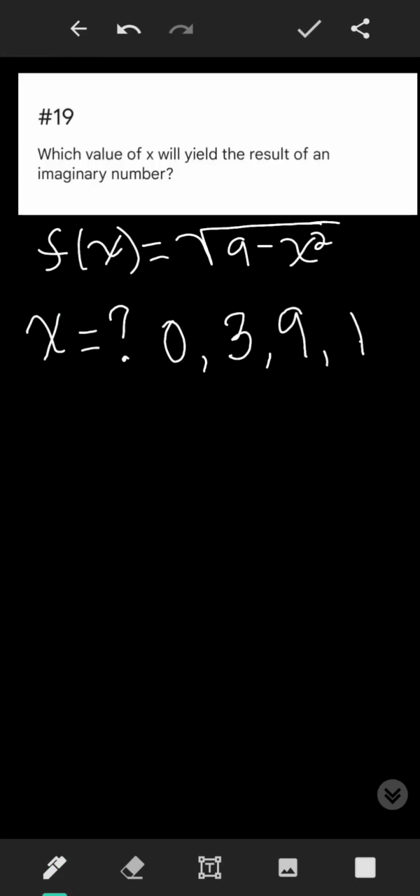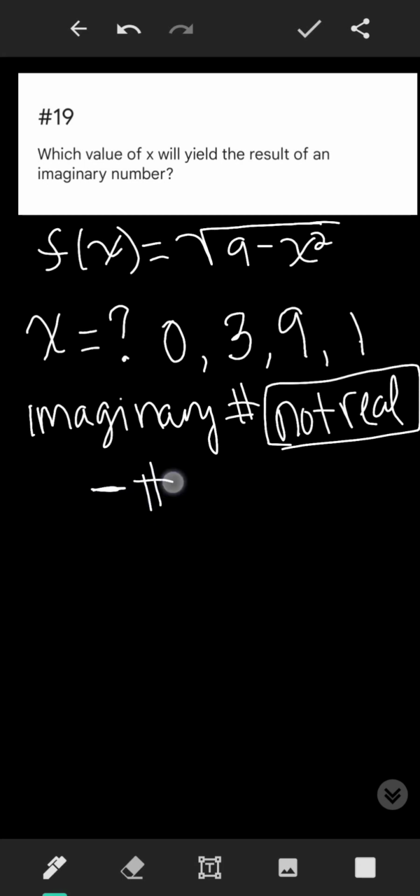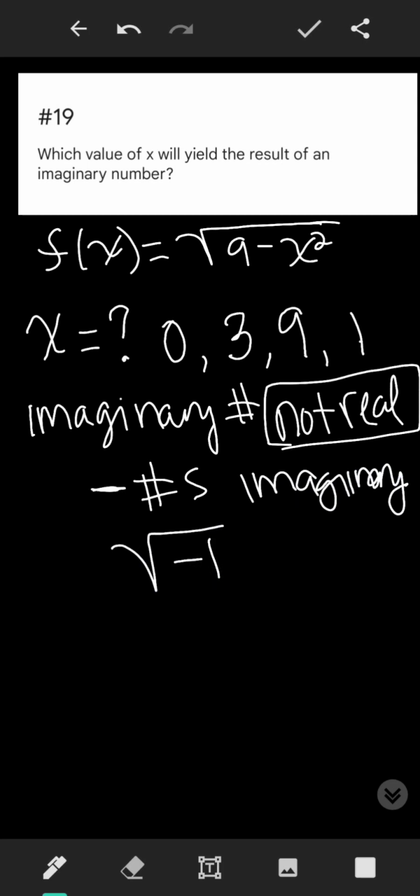So which of these values of x will give me the result of an imaginary number, which means a number that is not real, okay? Imaginary numbers are not real, which is why they are imaginary. And when I'm dealing with radicands and square roots, the number cannot be negative. So negative numbers are going to be your imaginary answers in a radicand. Okay, so if I had the square root of negative 1, that's going to give me an imaginary number. The square root of 1, I'm cool. That's good. Everything is okay with that.